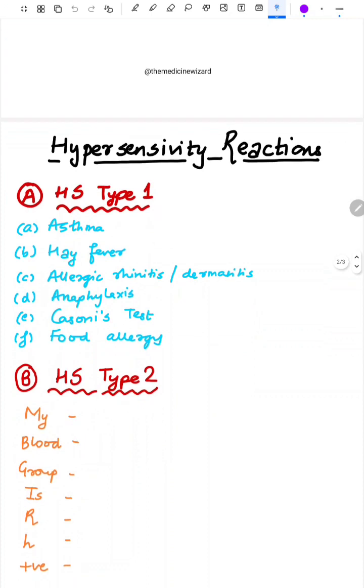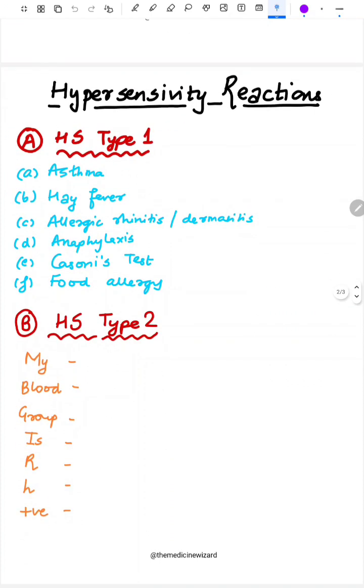So now let's discuss the examples of each of them. First of all, the type 1 hypersensitivity reaction. The examples under this, we have asthma, and remember all of these are IgE mediated. Okay, so asthma, hay fever, allergic rhinitis and dermatitis, anaphylaxis, Casoni's test and food allergy, these are all the examples of type 1 hypersensitivity reaction.